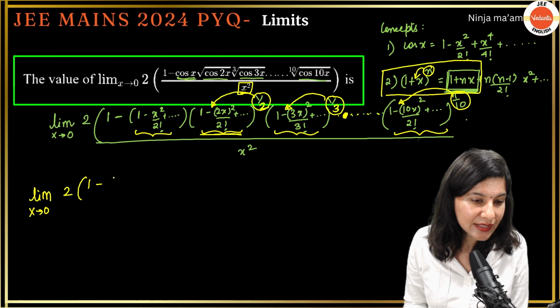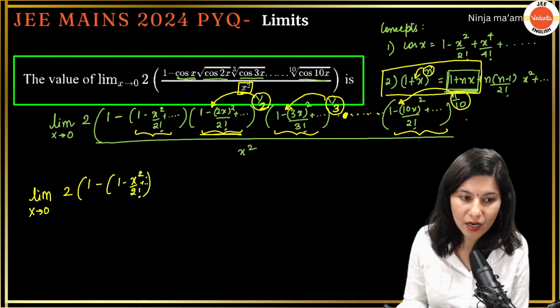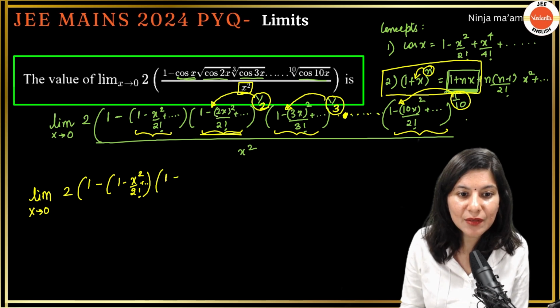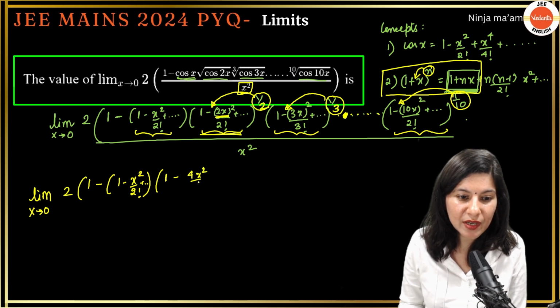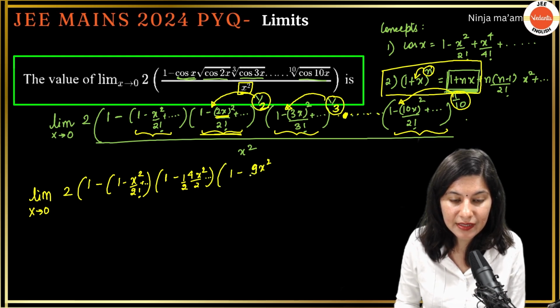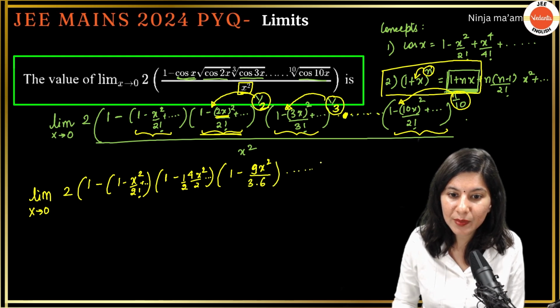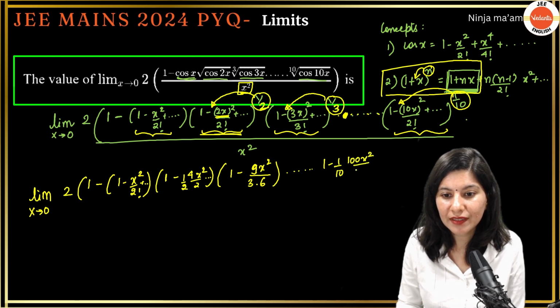So this is going to be 1 minus x square by 2 factorial. Obviously there are more terms, but we are going to ignore them right now. 1 minus, now tell me what is this? 4x square by 2 and 1 by 2 is already there. Now we are going to ignore the next terms. 1 minus 1 by 3, so 9x square by 3, and this is 3 to the 6. And the last will be 1 minus 1 by 10, or 100x square by 2 factorial.